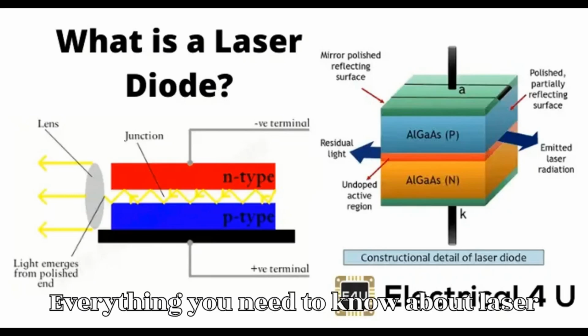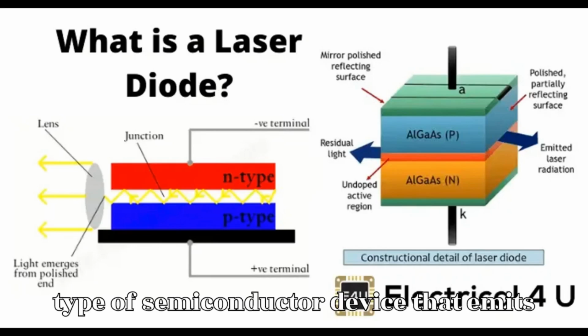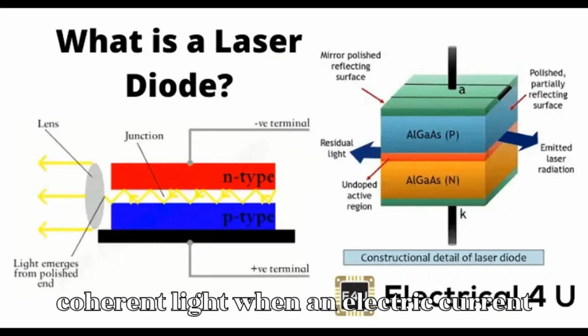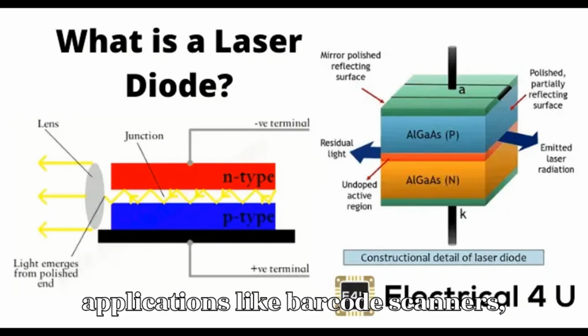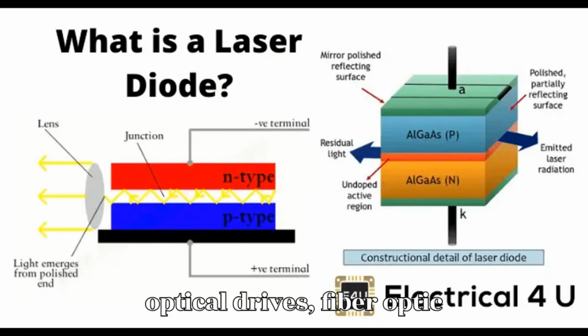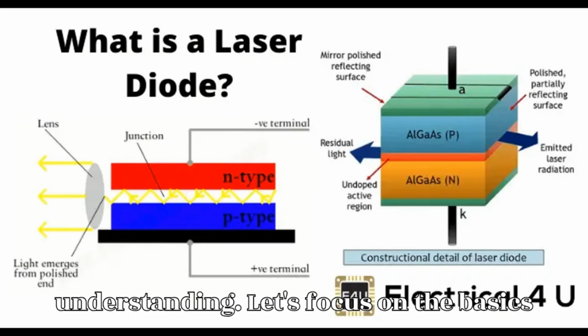Everything you need to know about laser diode in 5 minutes. A laser diode is a type of semiconductor device that emits coherent light when an electric current is applied. It's widely used in applications like barcode scanners, optical drives, fiber-optic communications, and laser pointers. Let me break it down for a quick understanding.